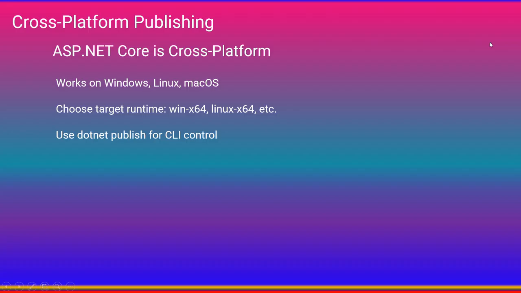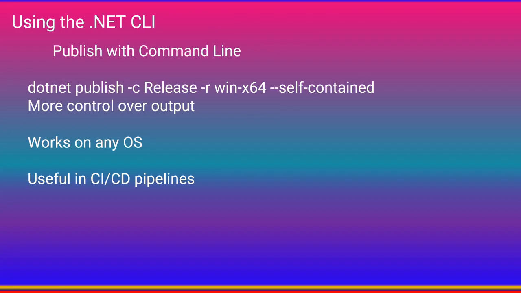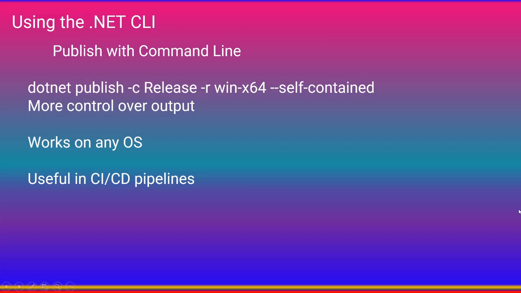For developers who prefer command line or automation, the .NET CLI is powerful. You can run the dotnet publish command to generate deployment output. You can specify configuration, runtime, and whether to create a self-contained app.